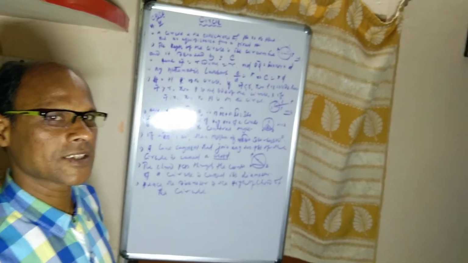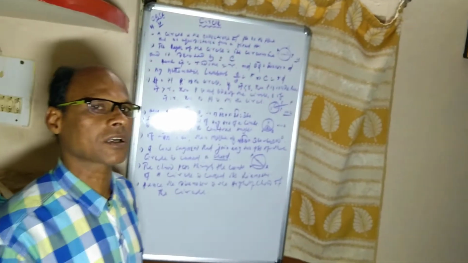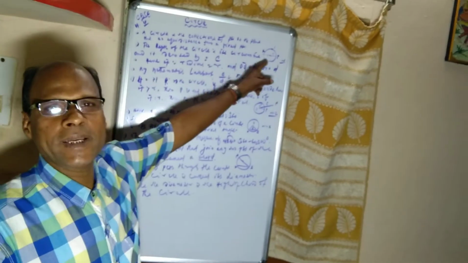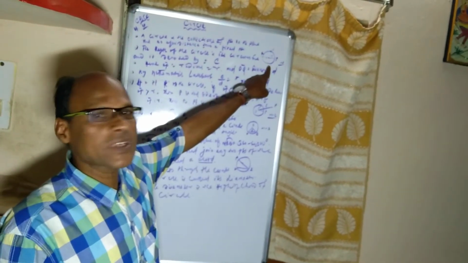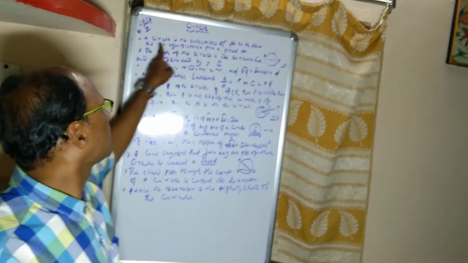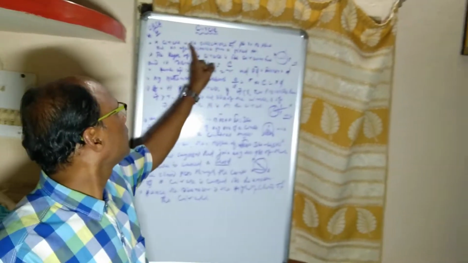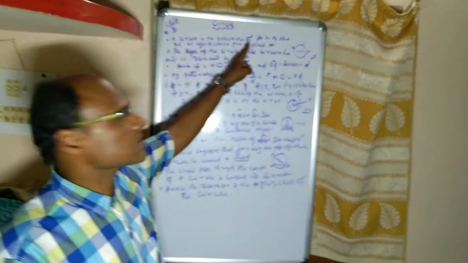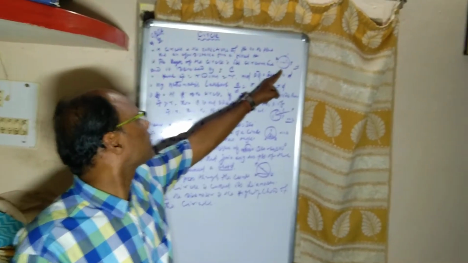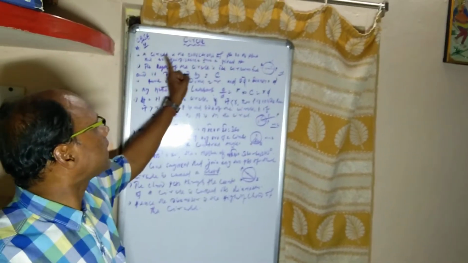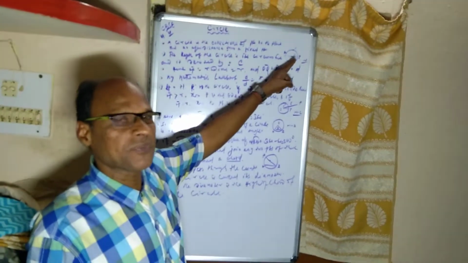My dear students, today we shall discuss the circle. What do you mean by a circle? This is the picture of a circle. A circle is the collection of the points on a plane that are equidistant from a given point.